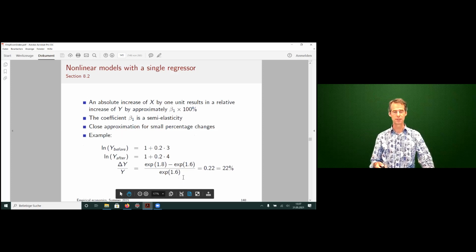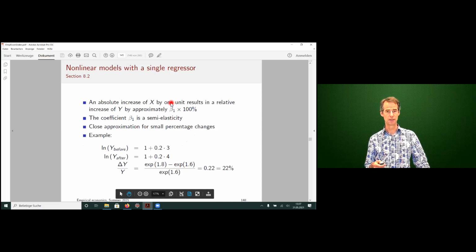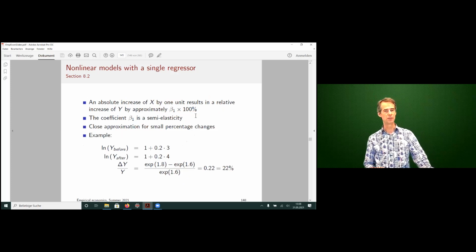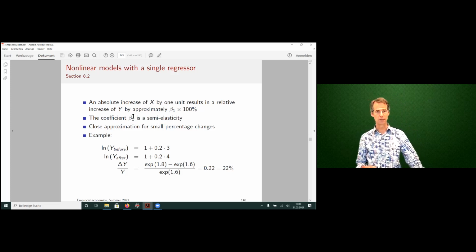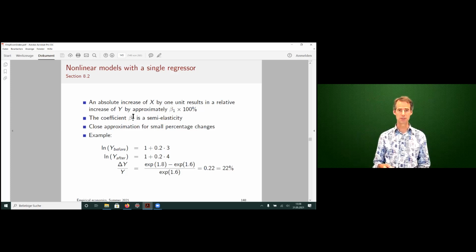So an absolute increase of x by 1 unit results in a relative increase of roughly beta 1 times 100%. Okay? And you might have heard that, especially useful in monetary economics. You might have heard the expression semi-elasticity. So what's the percentage change as a response to a unit change in the other variable? That's called a semi-elasticity sometimes. And in this case, beta 1 is just a semi-elasticity. And the approximation is very close, as usual, for small percentage changes.